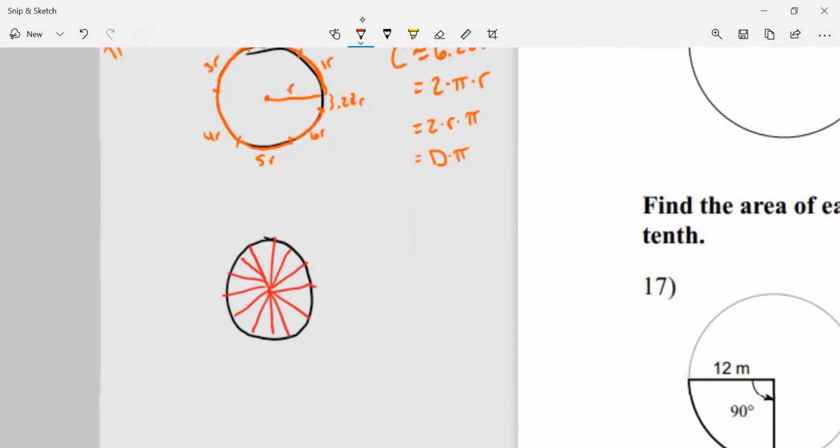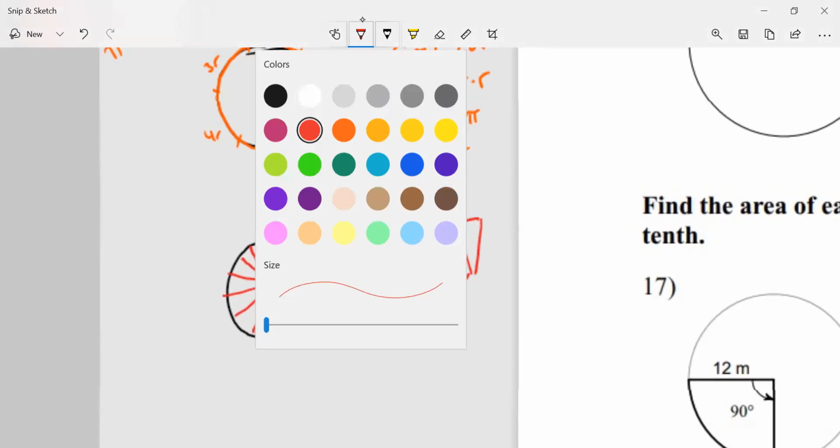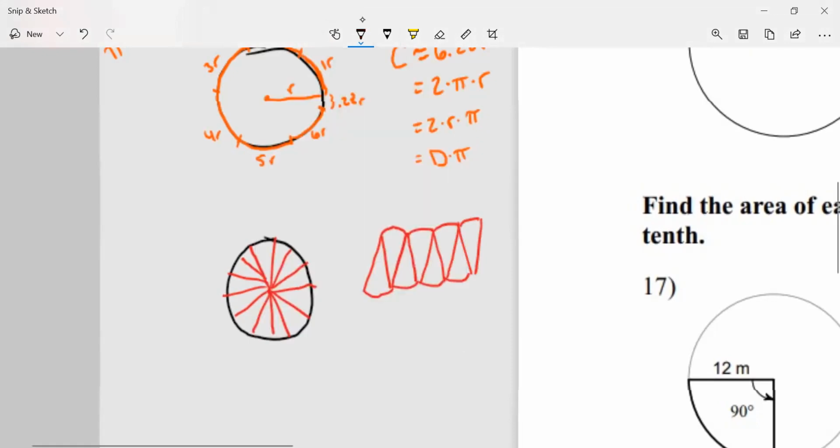Somebody did that and they said, well, if I get my first triangle here, it's about there. And then my second triangle, I put it up here and it's going to be about there. And then the third one, and then the fourth one, and so on and so forth. So somebody put all the triangles together. Let's say we put them all together. The interesting part is this ends up looking like a rectangle.